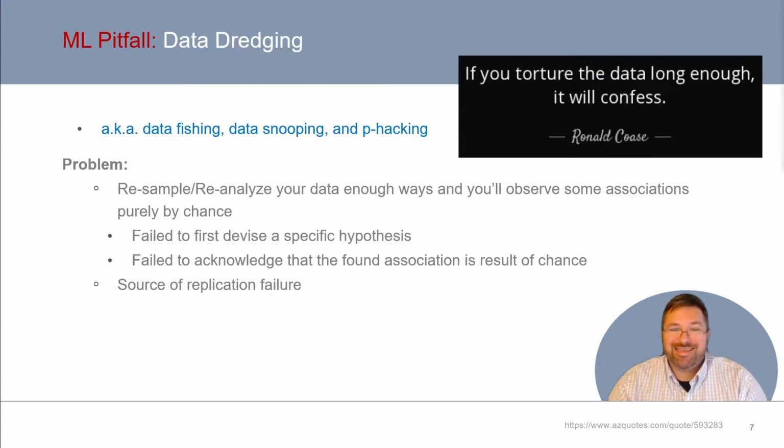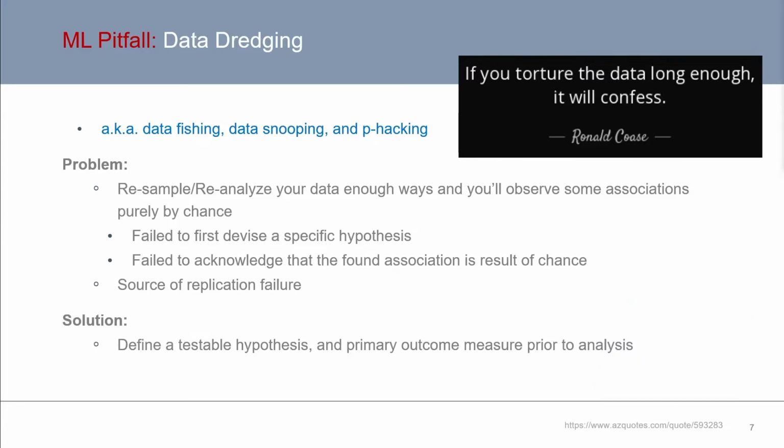Data dredging is another possible source of replication failure, which we talked about at the end of the previous video. You might find an association by chance after data dredging, only to find it doesn't replicate later, since it was just a sporadic random association. The solution here is to define a specific, testable hypothesis targeting a primary outcome measure prior to conducting analysis. And if this isn't possible, or you want to conduct more of a discovery analysis, make sure to statistically account for multiple tests when establishing the significance of findings.